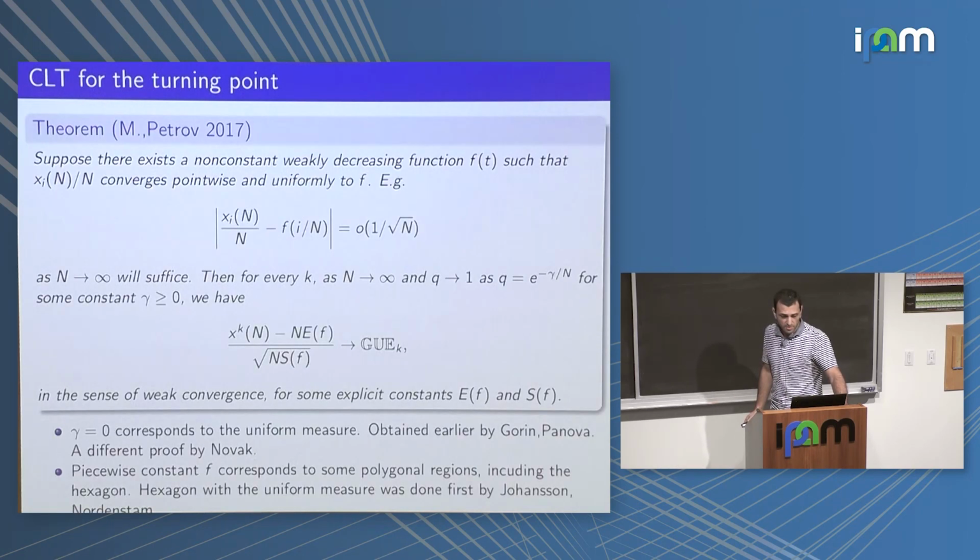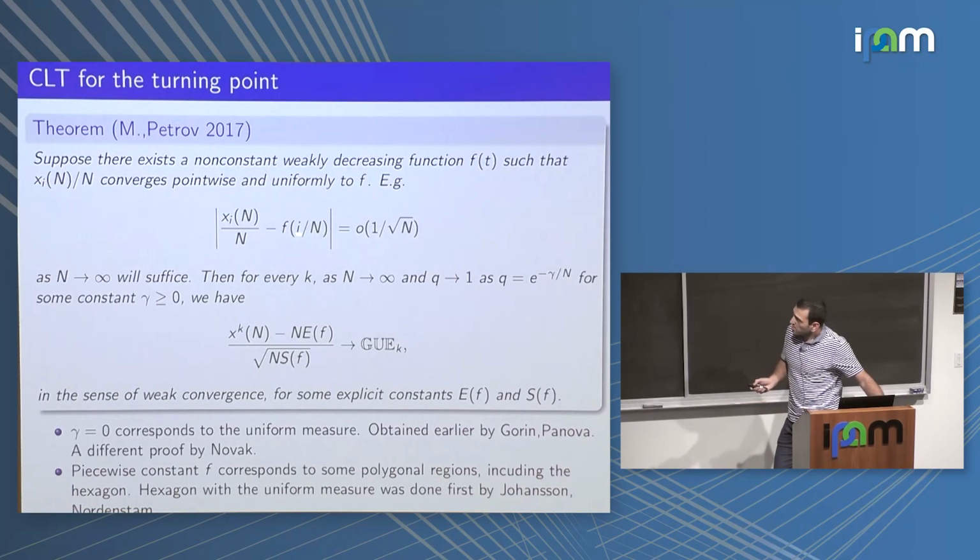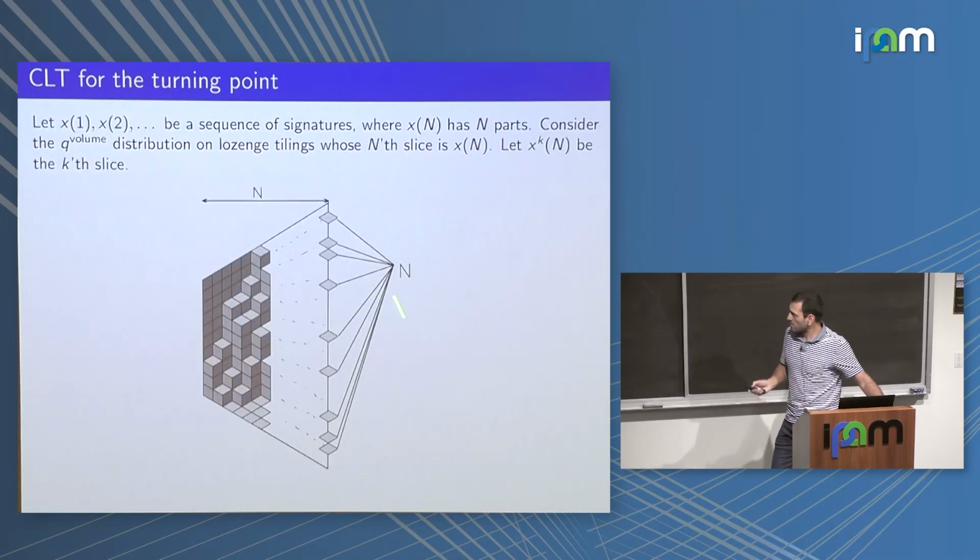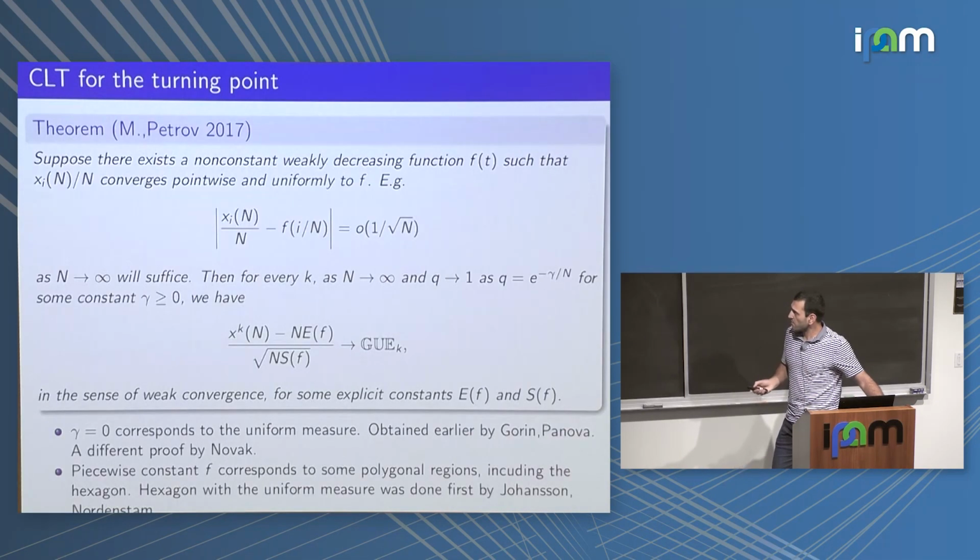So the result that we proved with Leonid Petrov is that if you have some kind of a function, which has to be only some weakly decreasing function, which is not constant. And you can think of this, if this was differentiable, then its derivative would basically give you the density of the particles along this edge. You can have an arbitrary function like that, specifying what's happening at the edge.